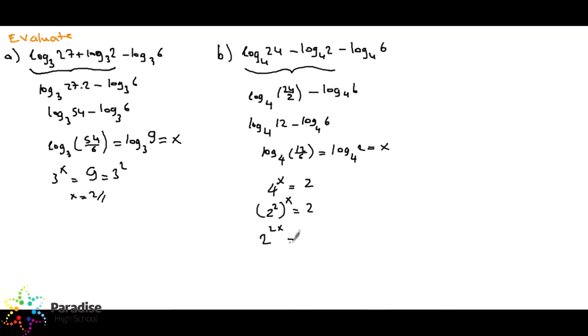4 is 2 squared, to the power of x is equal to 2. 2 to the power of 2x is equal to 2. What's the power of 2? 1. It means that the powers must be equal. 2x is equal to 1. X is equal to 1 over 2. Number C.